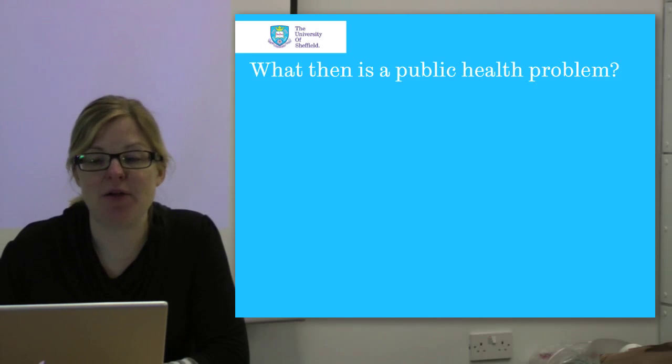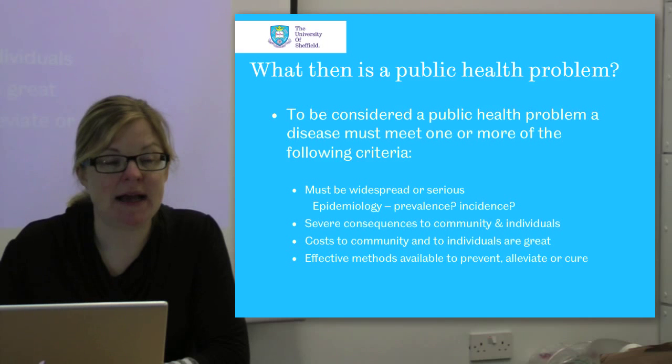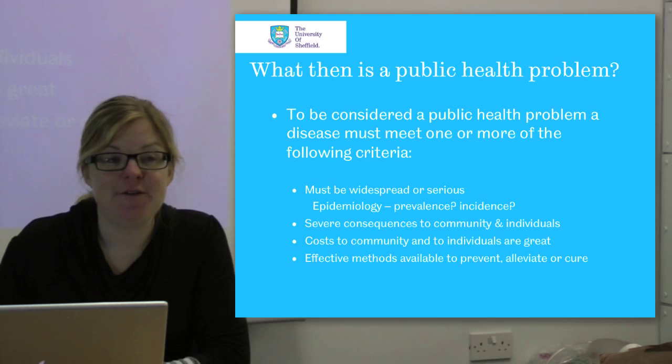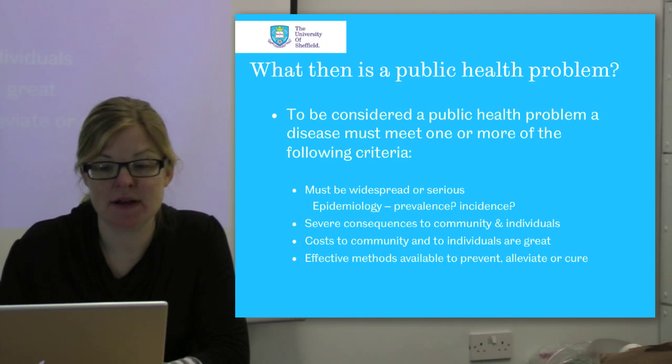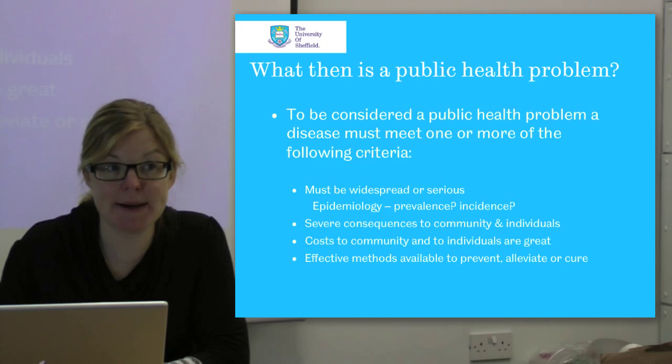So what is a public health problem? We use these criteria to evaluate whether a problem has public health significance. There are 4 criteria. The first one is that the condition needs to be either very common, so prevalent in the population, or serious. If it isn't common, then it needs to have quite serious implications.